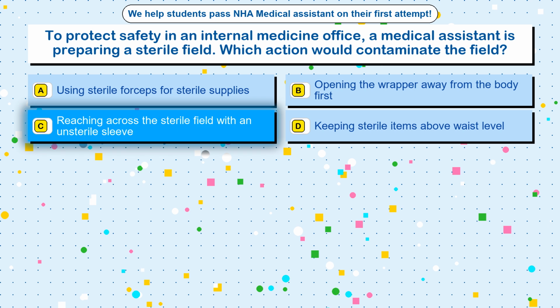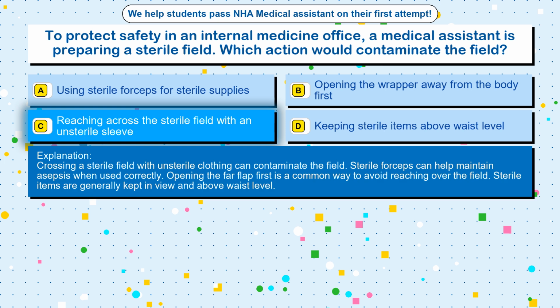Reaching across the sterile field with an unsterile sleeve. Crossing a sterile field with unsterile clothing can contaminate the field. Sterile forceps can help maintain asepsis when used correctly. Opening the far flap first is a common way to avoid reaching over the field. Sterile items are generally kept in view and above waist level.